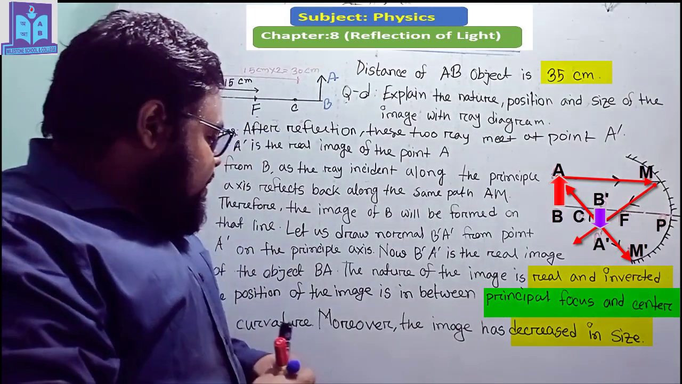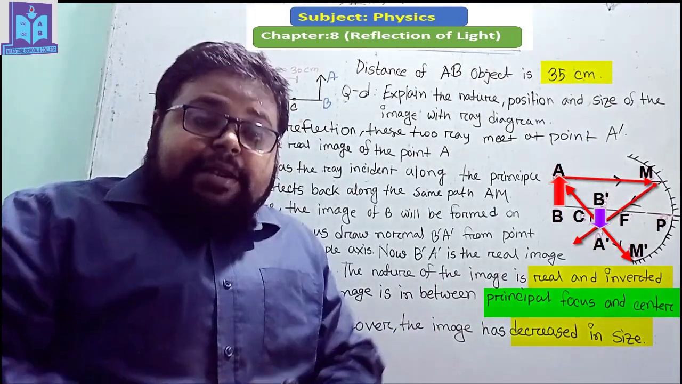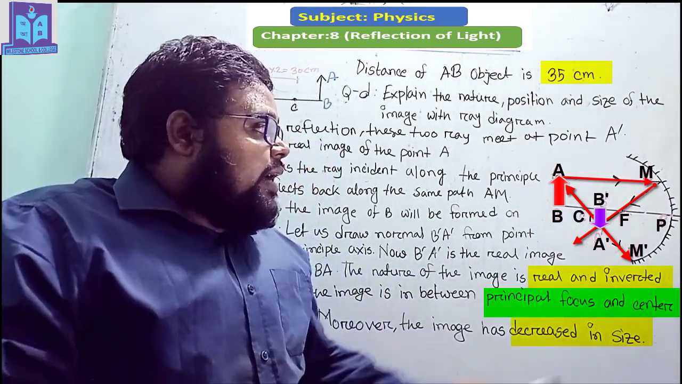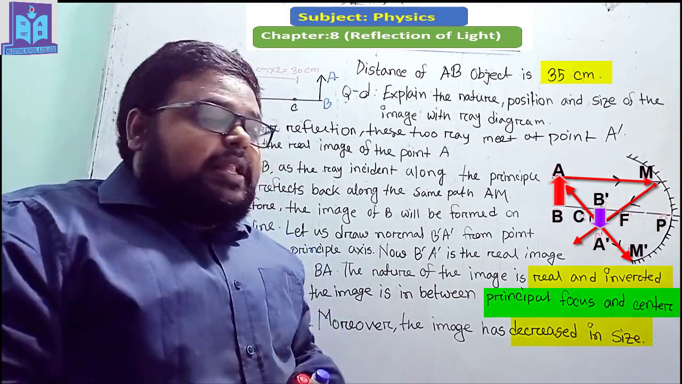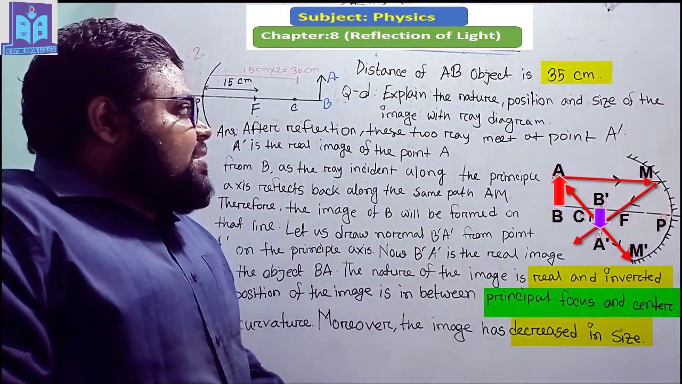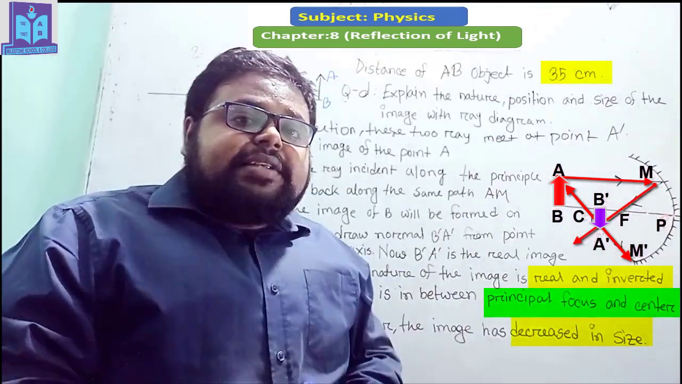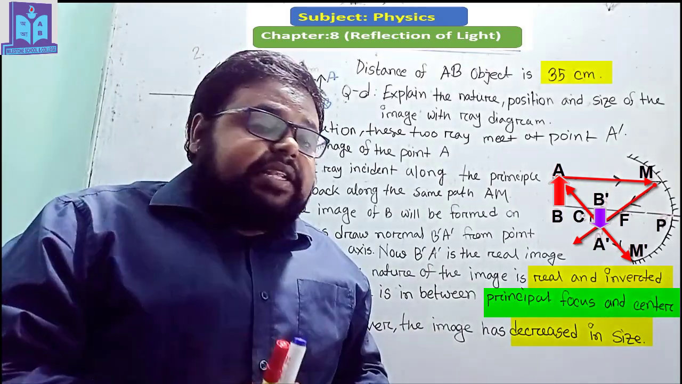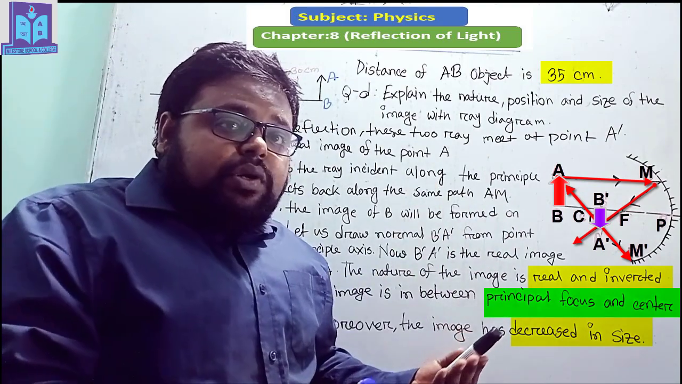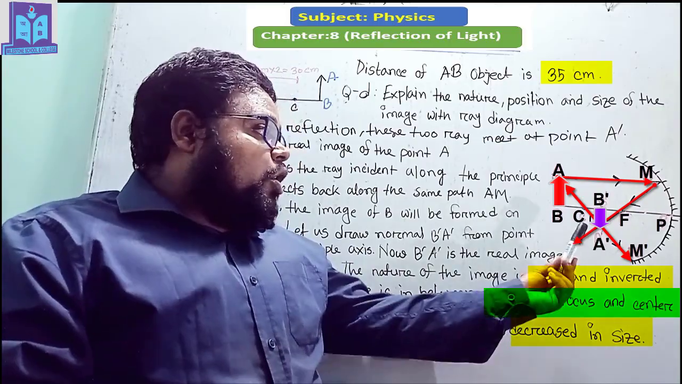Moreover, the image has decreased in size. That means here you can see that the size of image is smaller than the object. That means the magnification is less than 1. I hope you understand how the image will form if the object is situated far from the center of a concave mirror, and what will be the position, what will be the size, and what will be the nature of the image in a concave mirror.